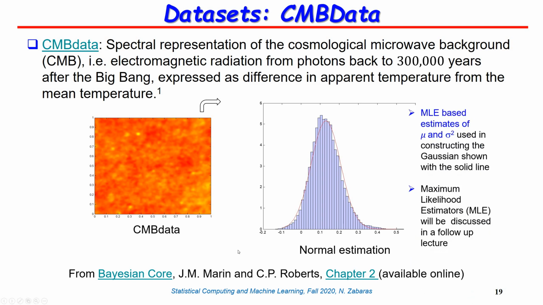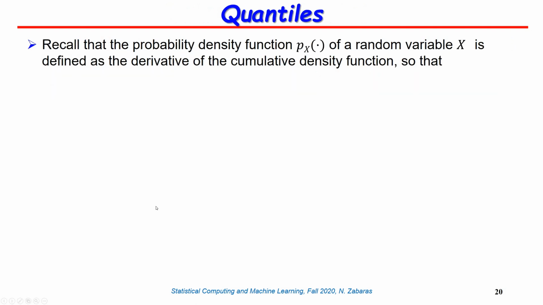Okay, so just remember that in these plots, the Gaussian is not fitted arbitrarily. We compute mu and sigma squared, and that's how the fit you see in these plots comes about. Okay, let me discuss a little bit about quantiles. I'm going to do this for the Gaussian distribution, but obviously you can generalize this, and this is going to be very useful in many aspects of this course.